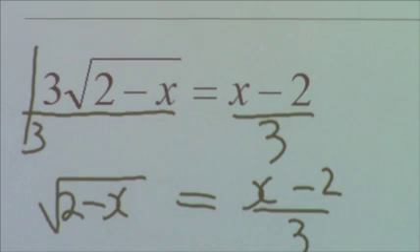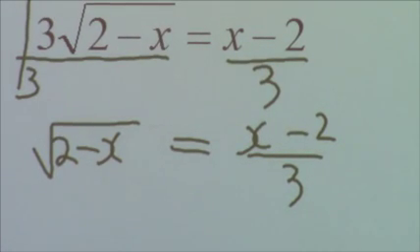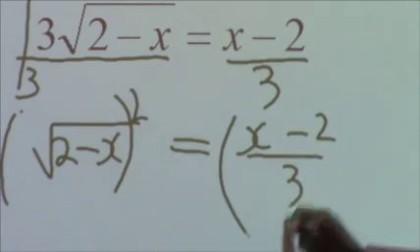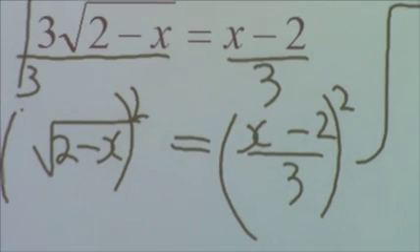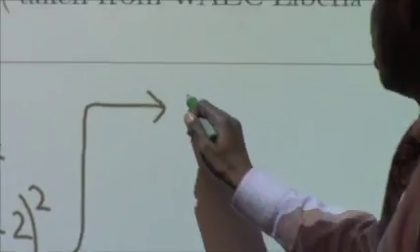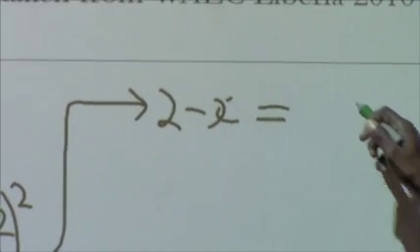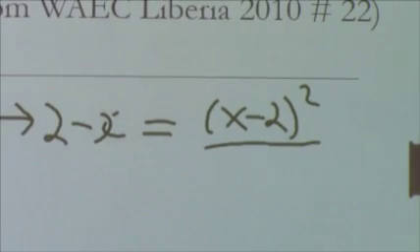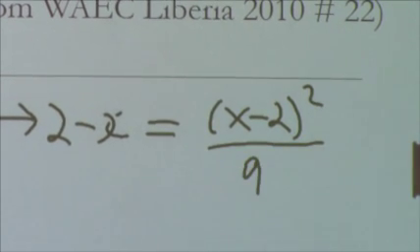Now, I will convert that to a rational exponent, but I can also take another approach here. How do I get rid of a square root? To get rid of a square root, I must square it. So if I square that side, I will also have to square this. So the square root and the square will cancel. I'll be left with 2 minus x equals x minus 2 squared over 3 squared. And 3 squared would be what? 9.